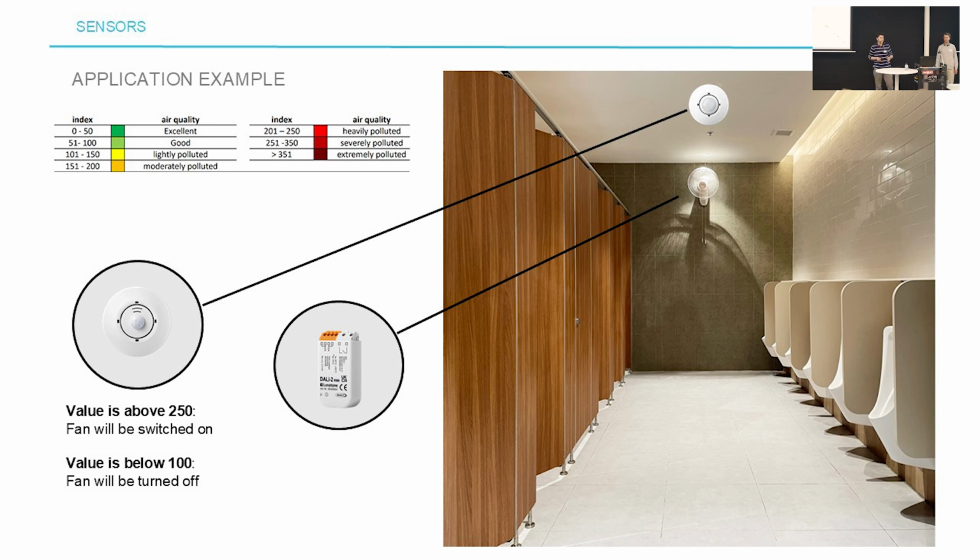This is a simple example. The sensor is on top, and if the sensor detects an air quality of over 250, then the fan will be switched on because this is very polluted. And if the fan then reduces the air quality, it will go to 100, for example, and then the sensor will switch this fan off.